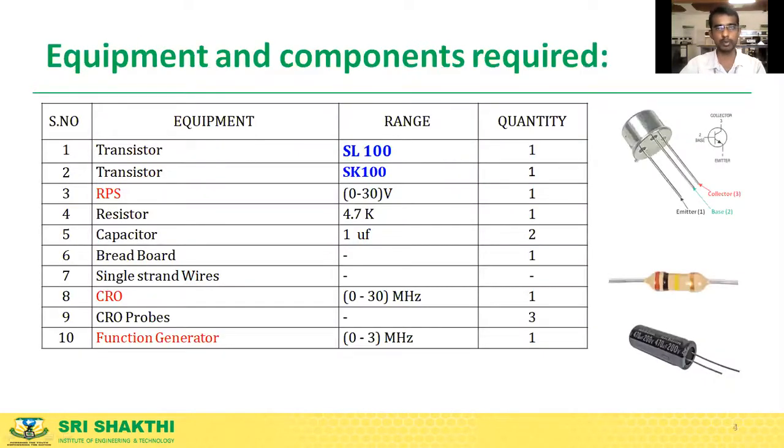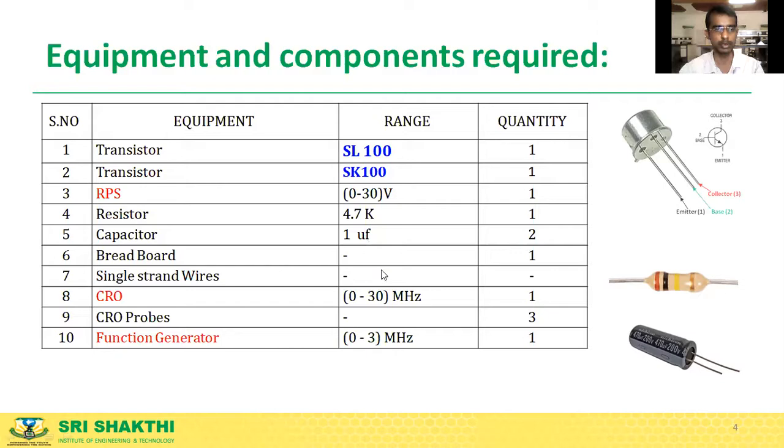So the equipment and components required are these. We need two transistors, complementary push-pull means one is SL100 and another one is SK100. SL100 is an NPN transistor and SK100 is a PNP transistor. Other than that, you need a resistor of 4.7 kilo ohms for load resistance, and two capacitors. These are coupling capacitors, one at the input and one at the output.